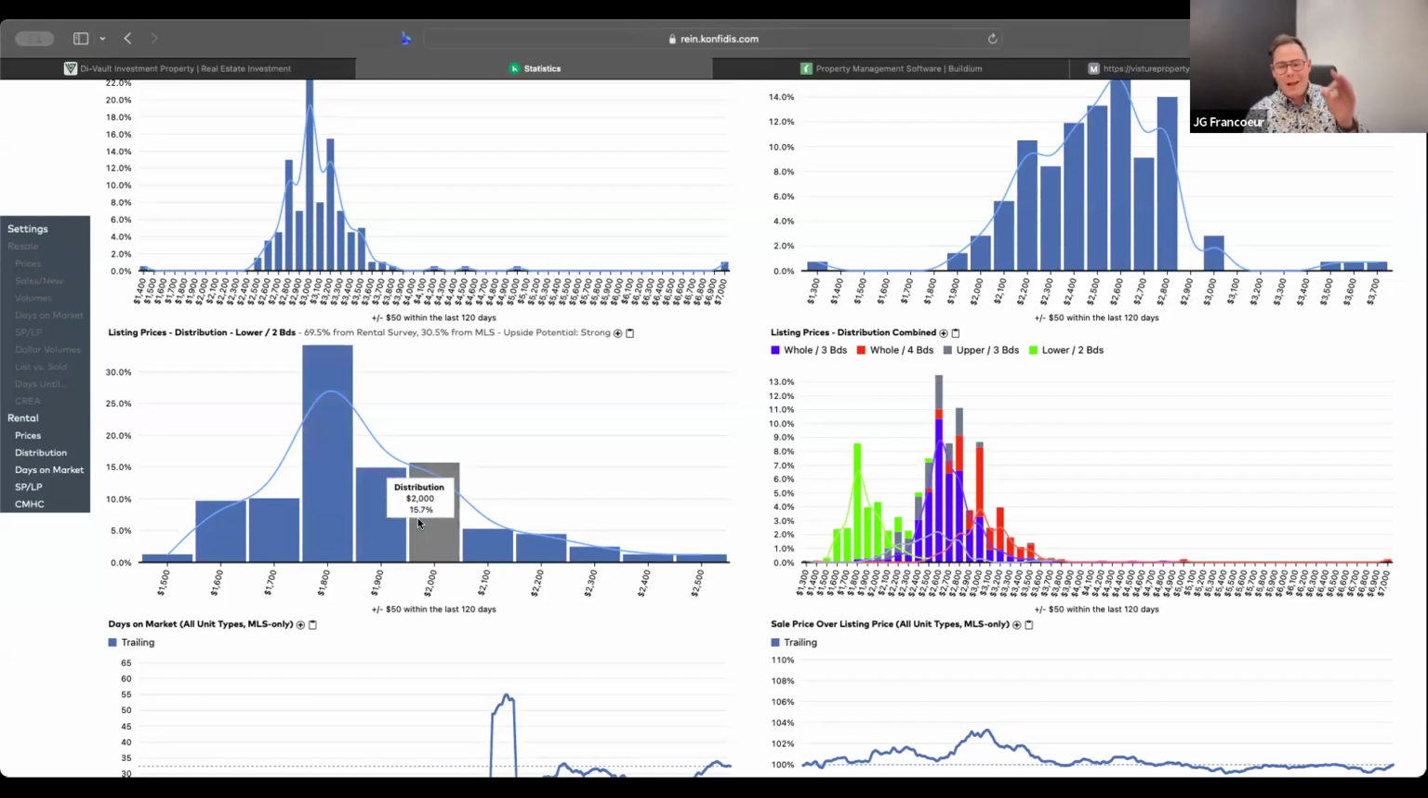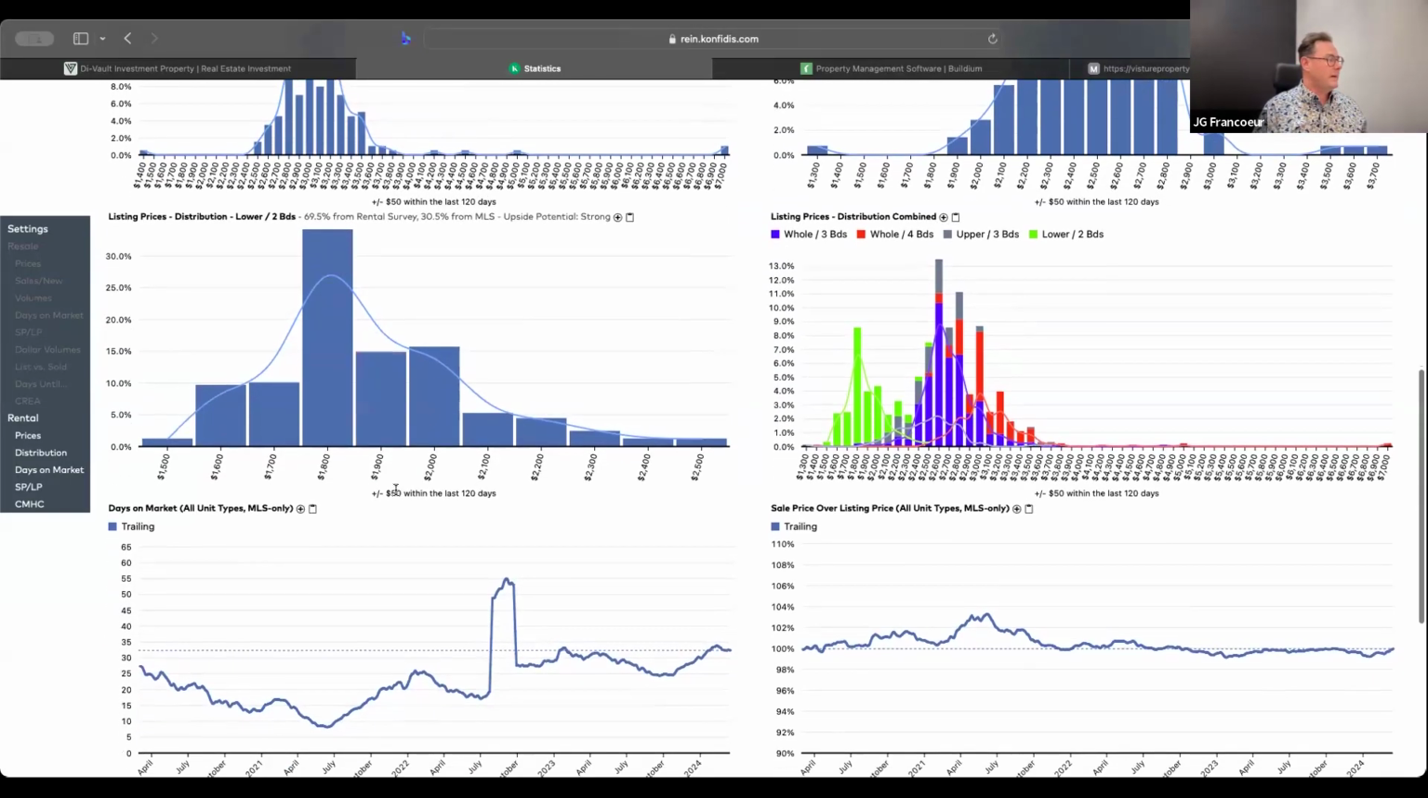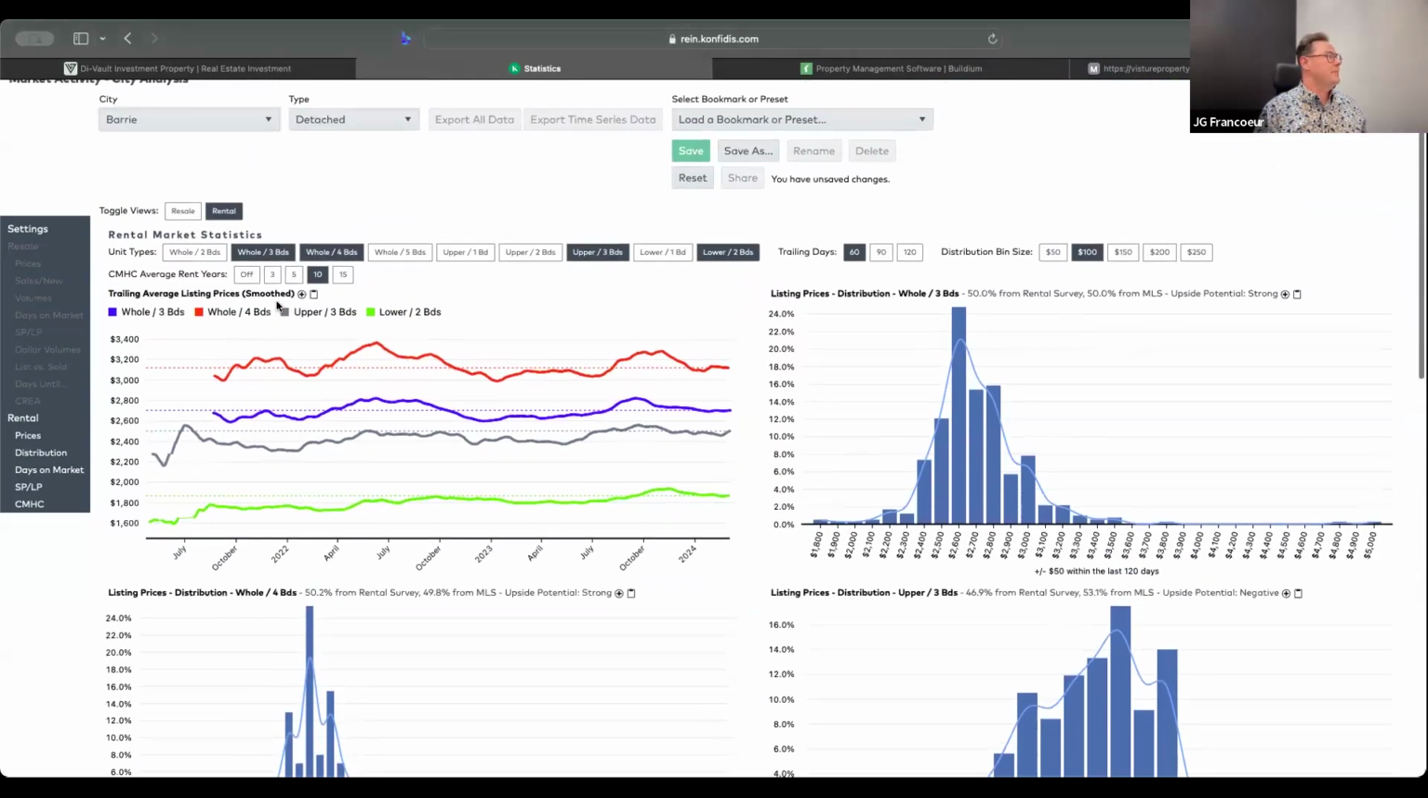The upper spectrum of Barrie for 2 bedroom lower is 2,000. That number is 2,300 to 2,400 in Peterborough. That's the difference. So this is critical, obviously, to your investing, and hopefully you see that.